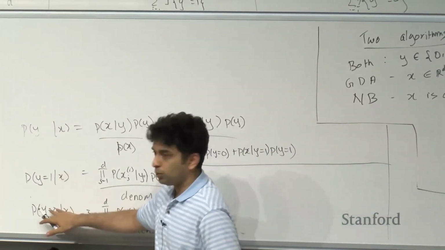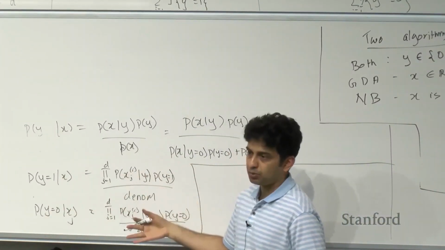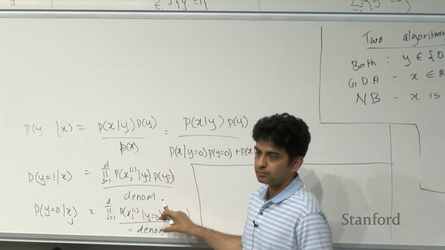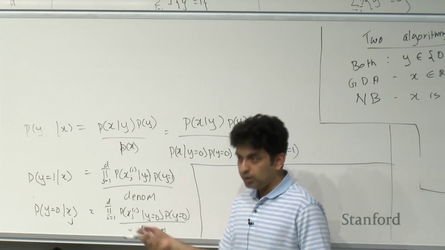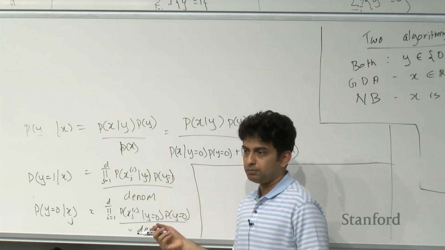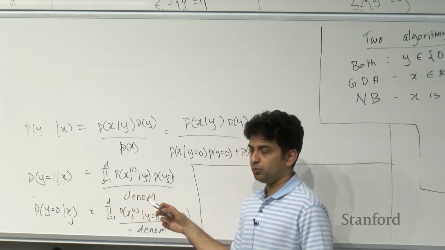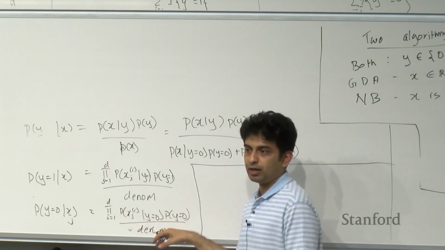So these two add up to 1. Once you calculate the denominator and normalize them, they will add up to 1, but just the two numerators need not add up to 1. If you want to get the probability value, then you need to calculate the denominator. But if all you want is to make a decision of which of the two has a higher probability, then you don't need to calculate the denominator.